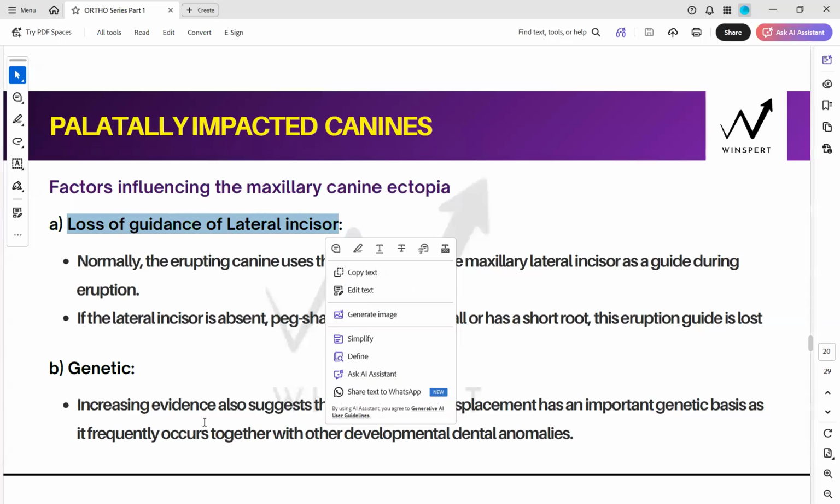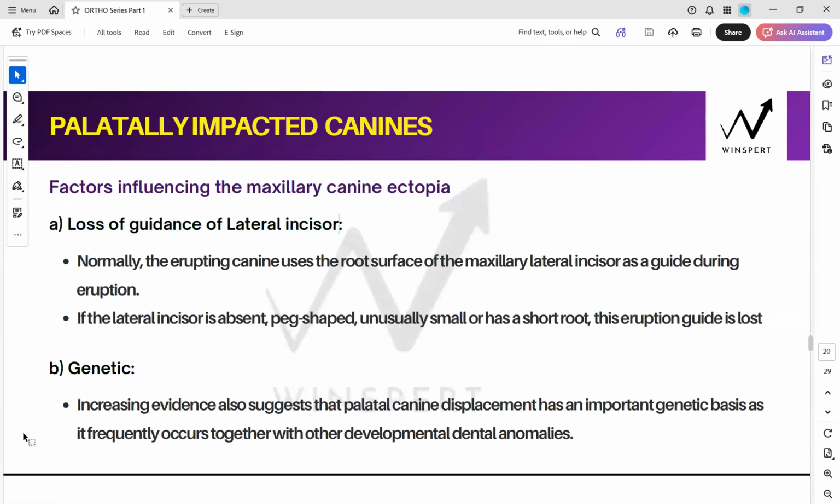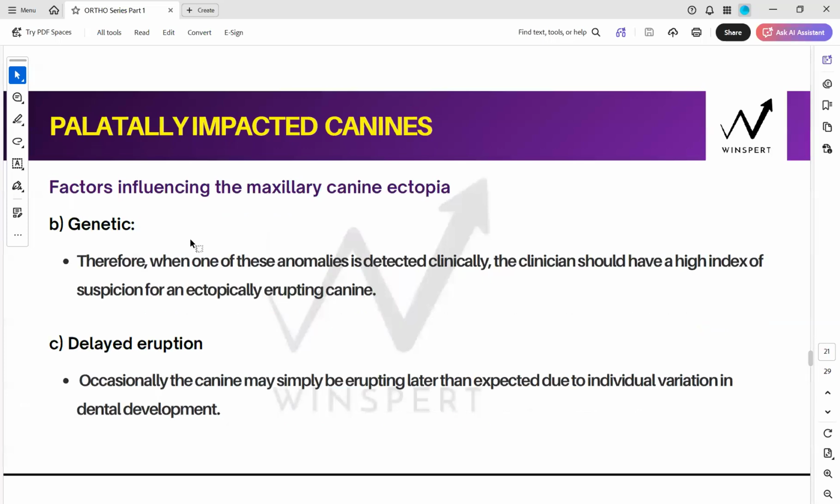Another cause can be genetic. There is evidence that palatal canine displacement has an important genetic or familial basis as well, right? And it can develop with other developmental dental anomalies which share a common genetic origin. Conditions commonly associated with palatally impacted canines are missing laterals, peg shaped laterals, small lateral incisors, tooth size discrepancies, and class 2 div 2 malocclusion. These anomalies are considered for higher suspicion of an ectopically erupting canine.